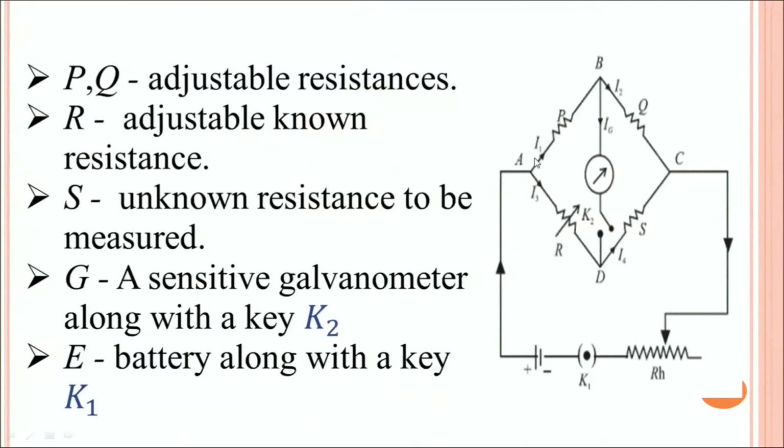Now, let us identify the different parts. P and Q are adjustable resistances. Generally, when you perform the experiment, you keep them in a certain ratio, but they are known resistances. Similarly, R is an adjustable, a variable known resistance. S is an unknown resistance, the value of which is to be determined.